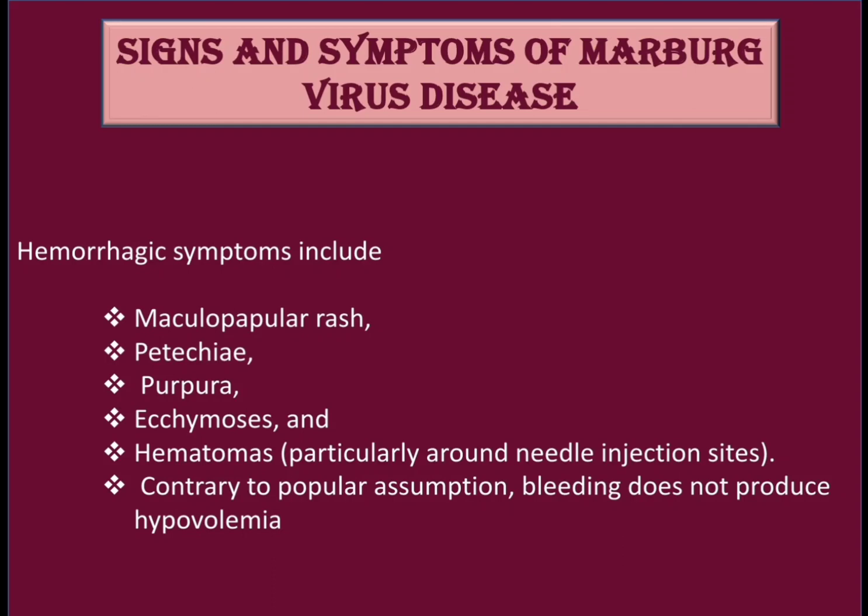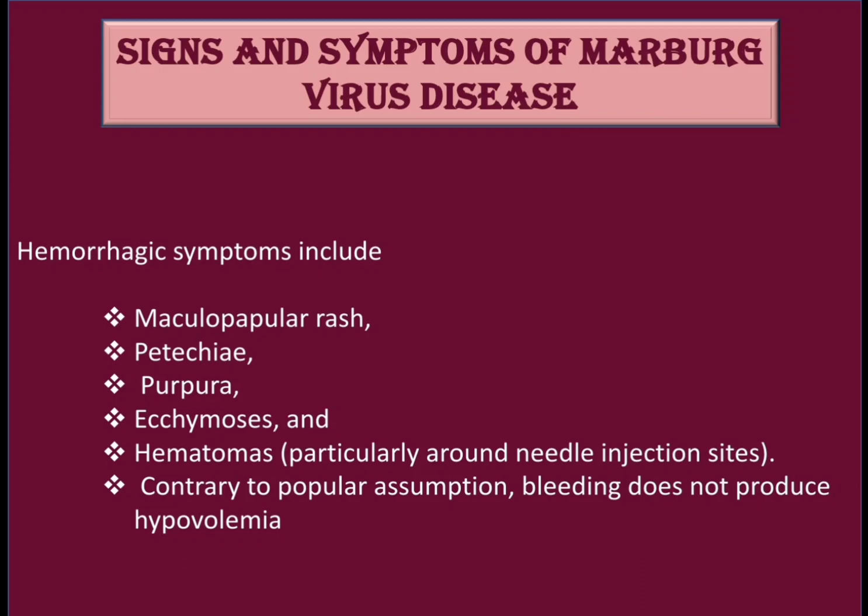Signs and symptoms of Marburg virus disease. Hemorrhagic symptoms include bleeding from a damaged blood vessel; hemorrhagic means bleeding. Symptoms are maculopapular rash, which means a rash with both flat and raised parts. Petechiae, pinpoint round spots that form on the skin. Purpura is purple colored spots and patches that occur on the skin and mucous membrane. Ecchymosis is a medical term for bruises. A bruise is a skin discoloration due to damaged blood vessels underneath your skin. Hematomas, particularly around needle injection sites.